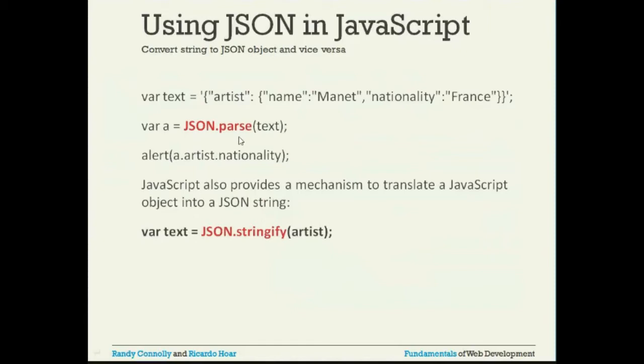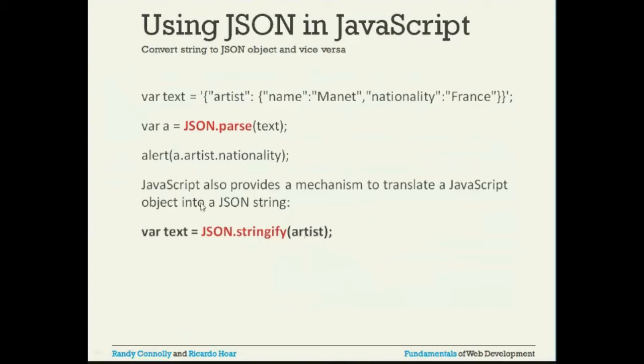Similarly, we can convert a JavaScript object back into text. For that, we use JSON.stringify. JavaScript also provides a mechanism to translate a JavaScript object into a string. How to do that? Variable text is equal to JSON.stringify, and you give the parameter as the JSON object. Once you give the JSON object, it will be converted into a text. The stringify method will convert it into text in the JSON format.